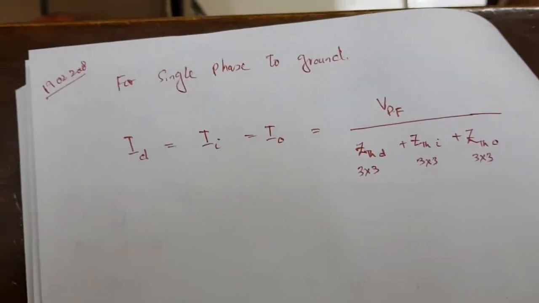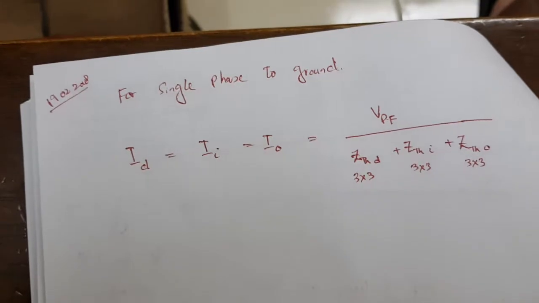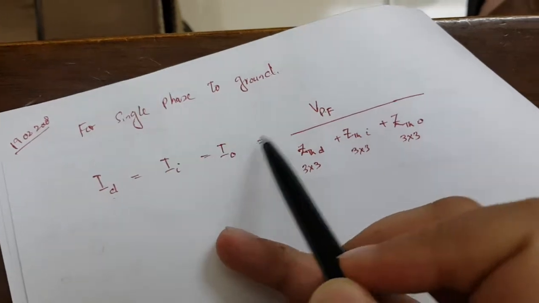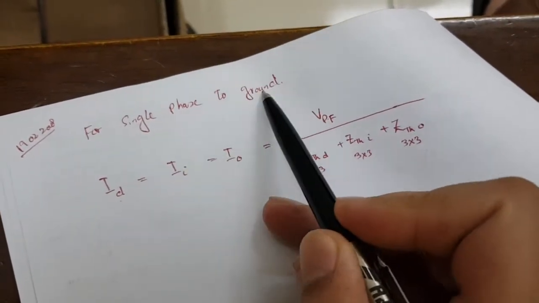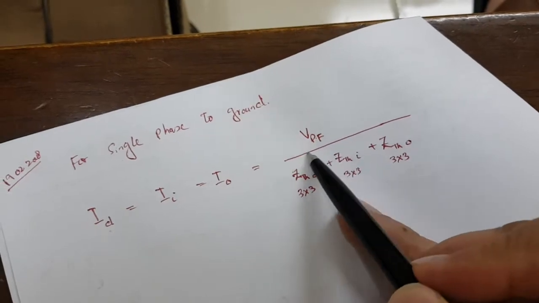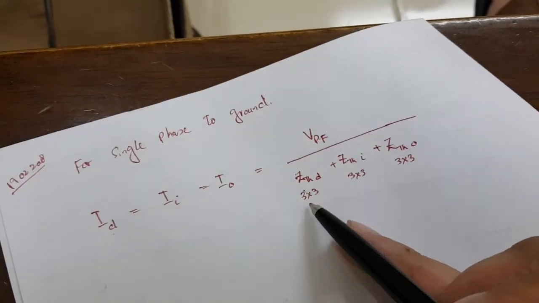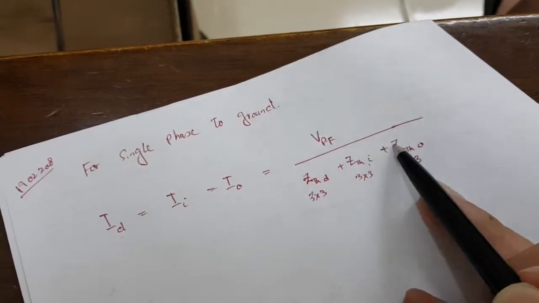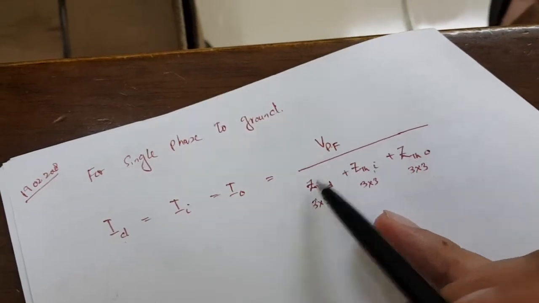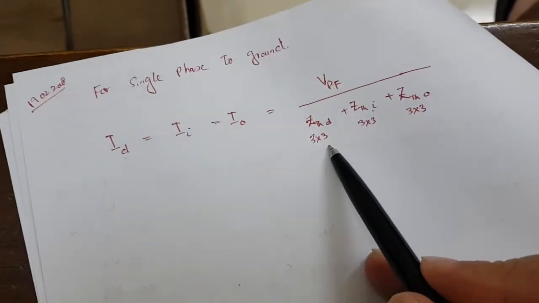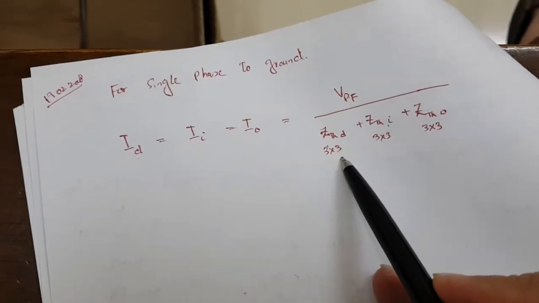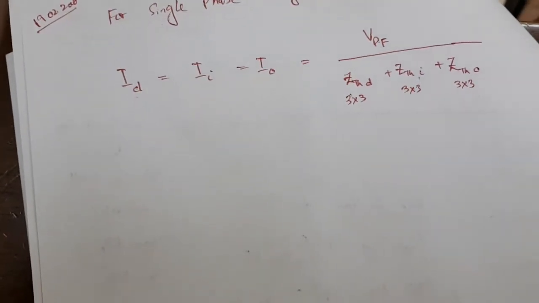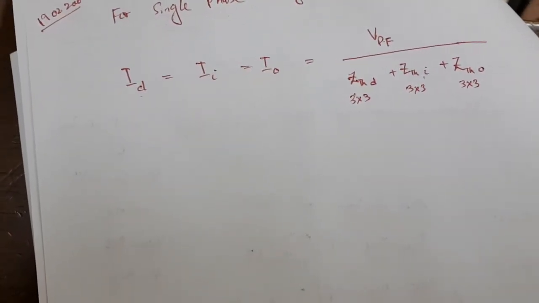Guys, always remember that the formula for positive, negative and zero sequence currents is the same for the single phase to ground fault. We have the pre-fault voltage, Z Thevenin of positive, Z Thevenin of negative, Z Thevenin of 0. All these three values are given in the Z bus. So we will take 3 cross 3 because the fault occurs at bus number 3. If the fault occurs at bus number 1, we will take 1 cross 1.